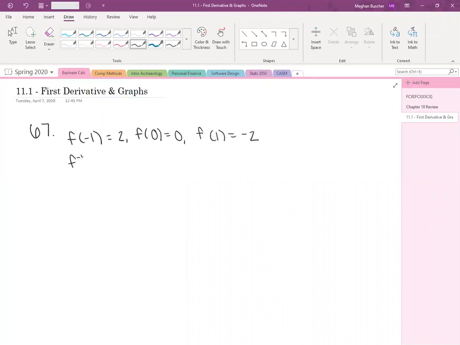And then we're given derivatives. Both of these ones are 0, and at 0 it does not exist.